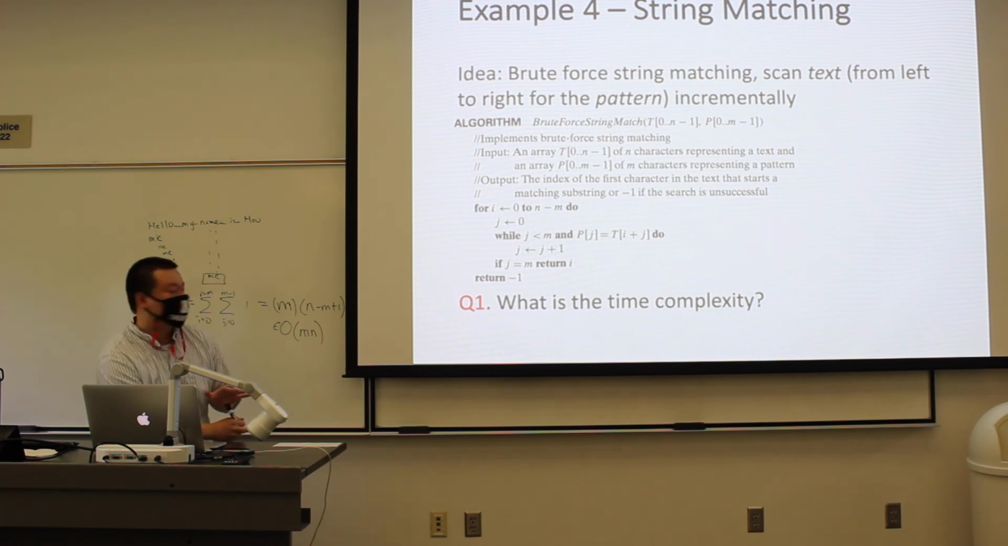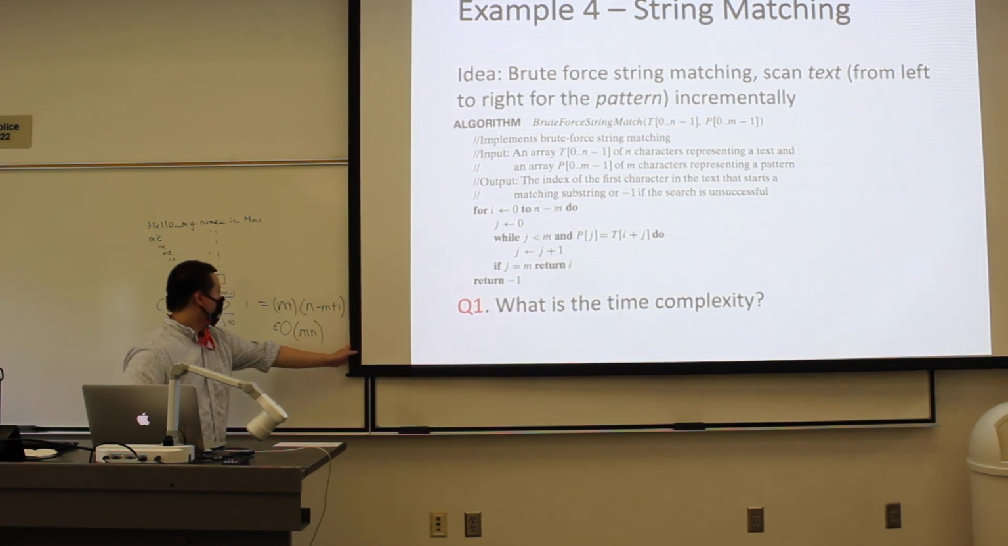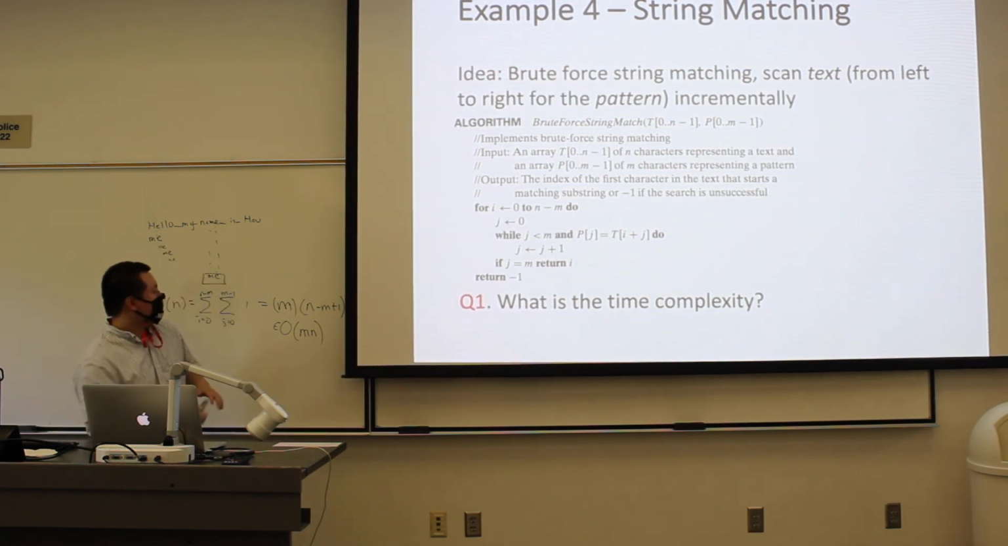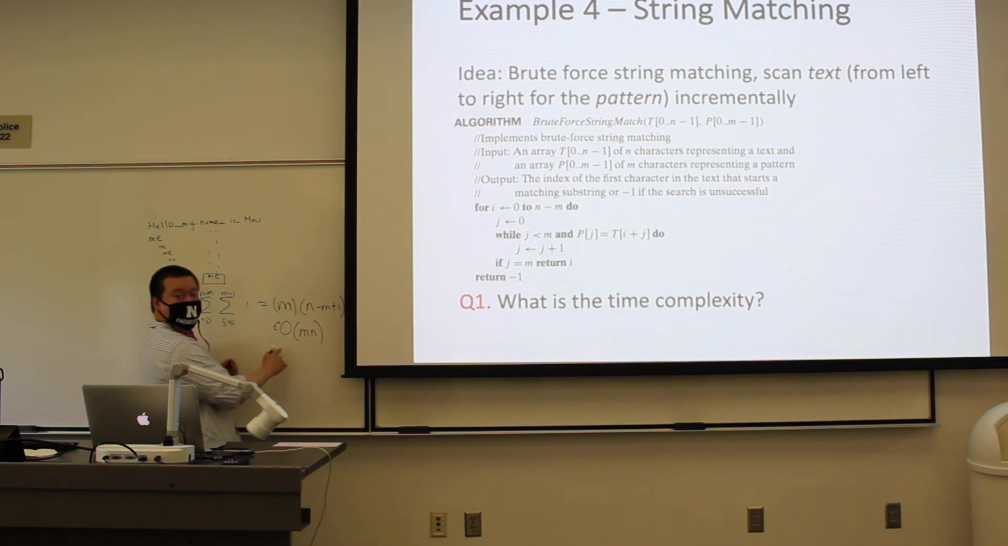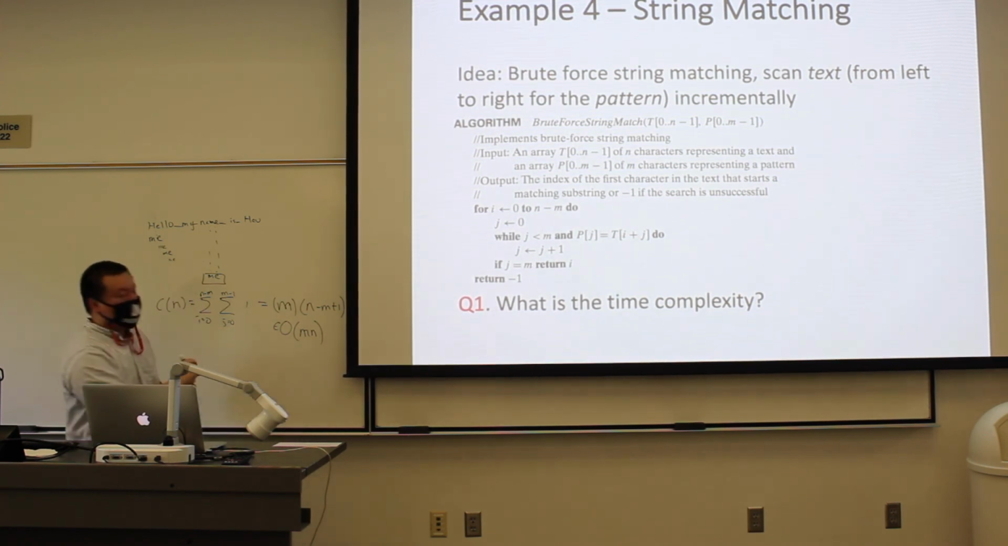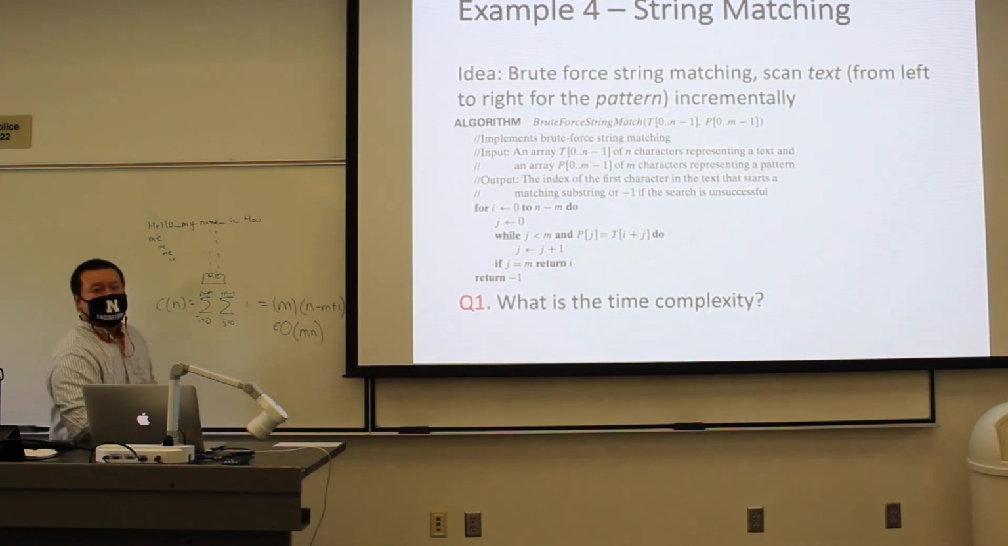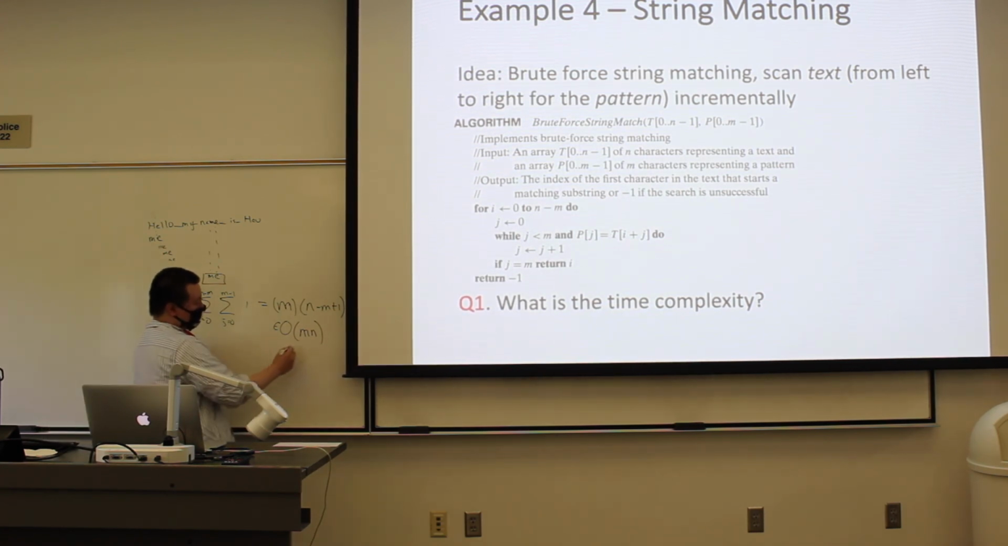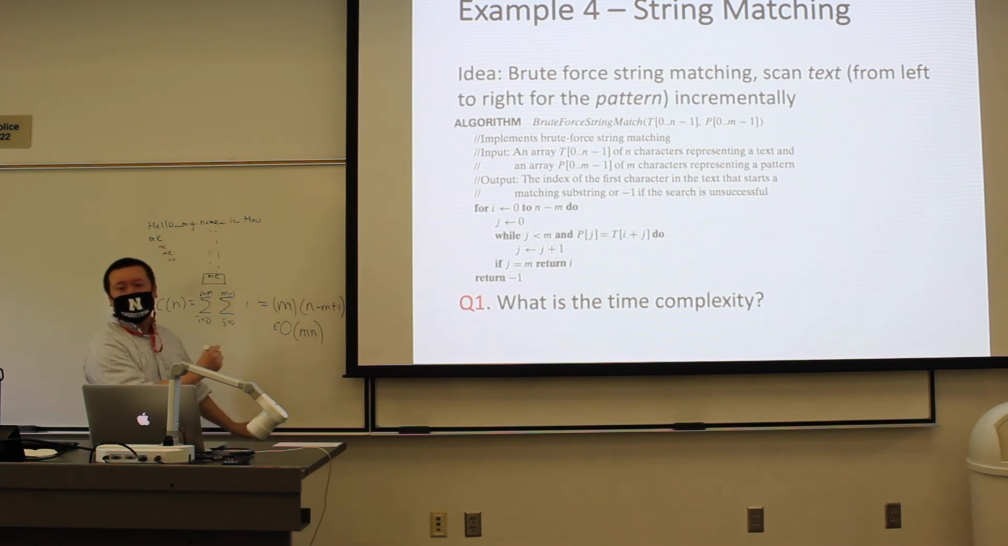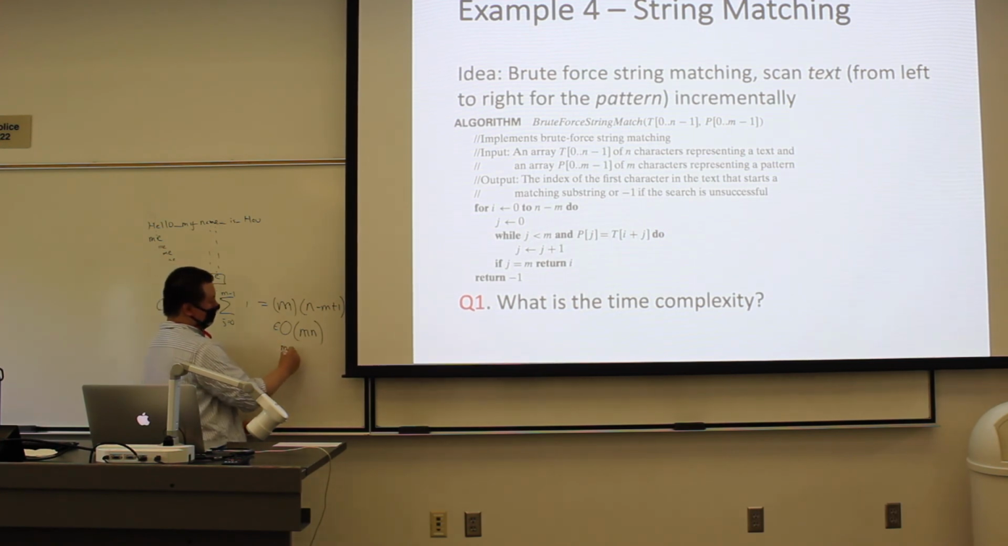How do you get big O of m times n? Because when you distribute the m, you get an m term and an m squared term. Right? So I guess I'm thinking, what if the pattern was as long as the string? Yeah, so if the pattern is as long as the string, then you have kind of n squared. So suppose that if m is equal to n roughly, then you still have big O n squared.